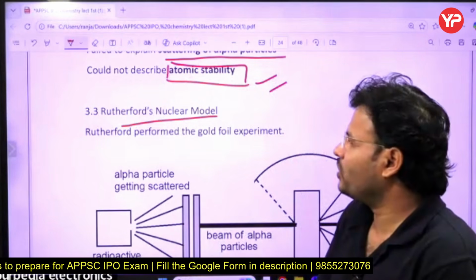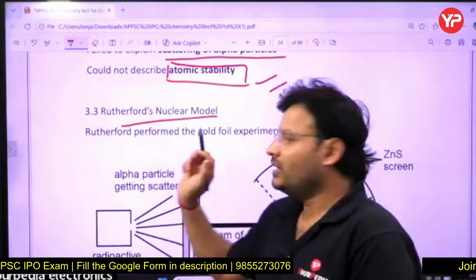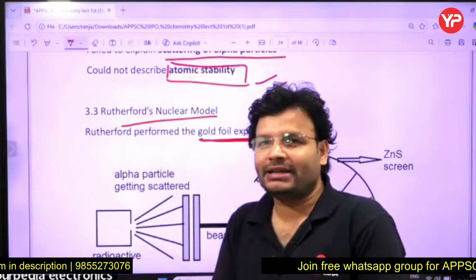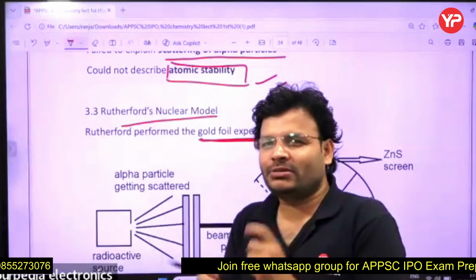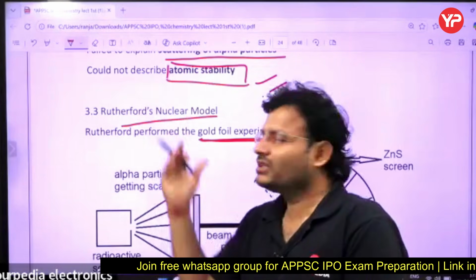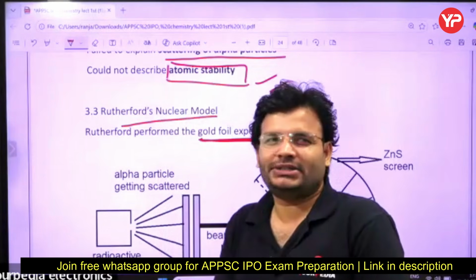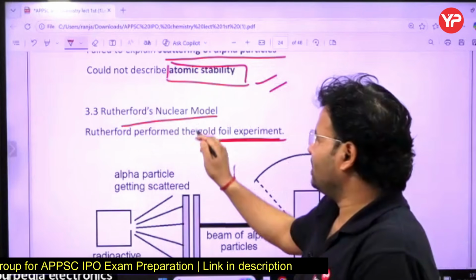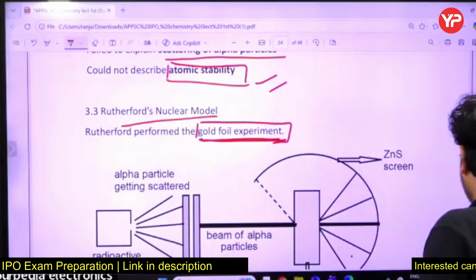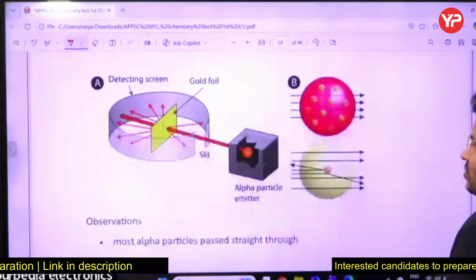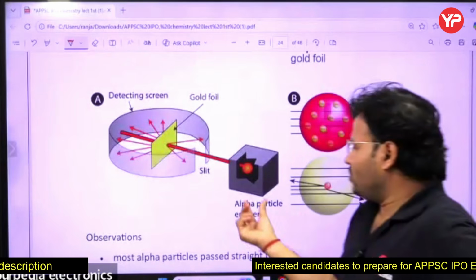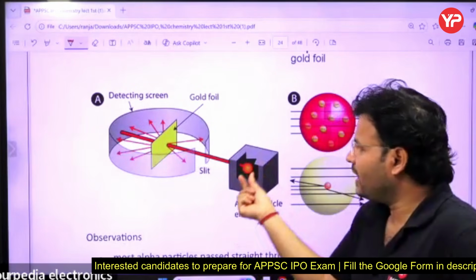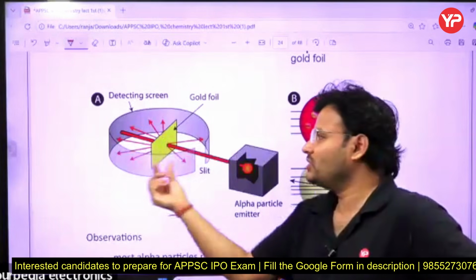So, the Rutherford nuclear model. Rutherford performed the gold foil experiment. That was asked once in one of the exams: the gold foil experiment is done by Thomson, Rutherford, Dalton, or Goldstein, like that. So always keep in mind that Rutherford did the gold foil experiment. How was this done? Here we can see alpha rays coming and striking the nucleus, or not even the nucleus.